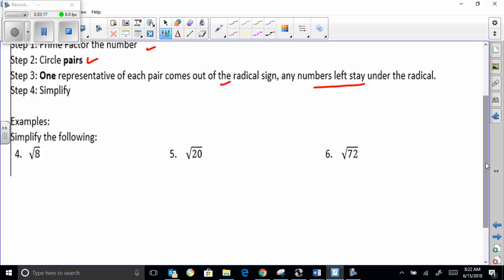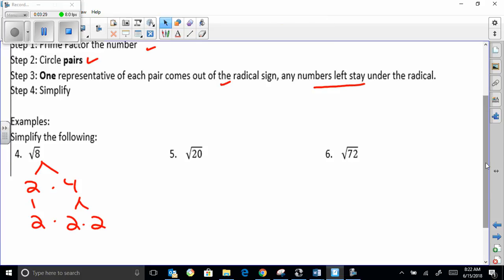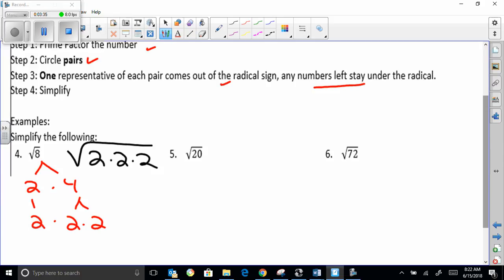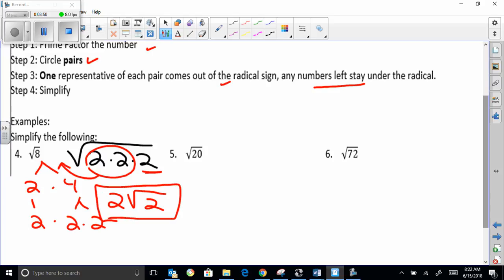So in the square root of 8, I'm going to break it down with my factorization tree to find my prime factors. 2 times 4, and 4 becomes 2 times 2. So under the radical, I have 2 times 2 times 2. In order for a number to come out of the radical, I must have a pair. So I have a pair of 2's. 2 comes out of my radical, and I have this 2 left over. It will stay on the inside of my radical. So the square root of 8 can be simplified to 2 times the square root of 2. No decimals.